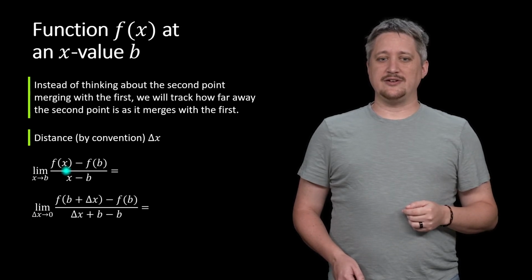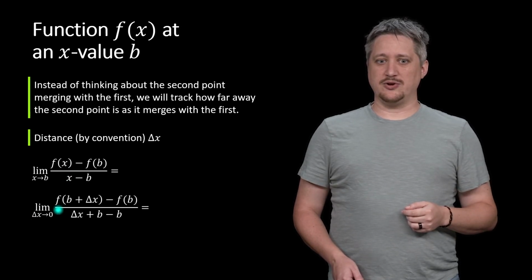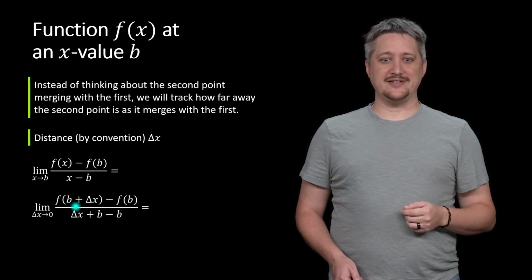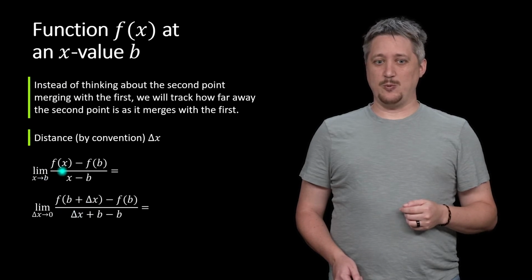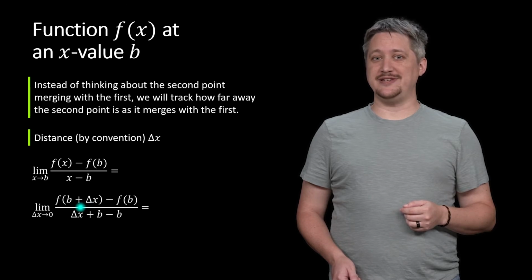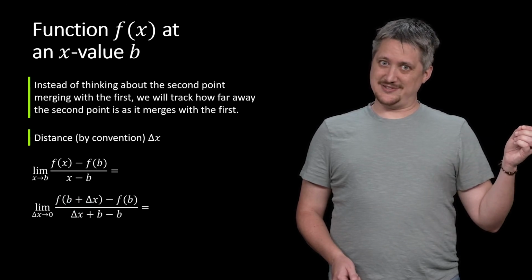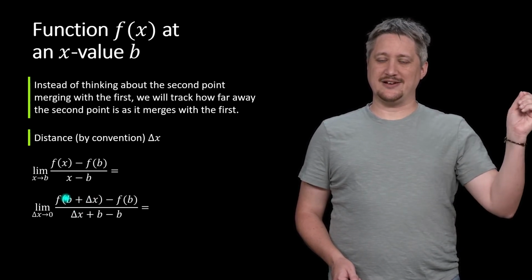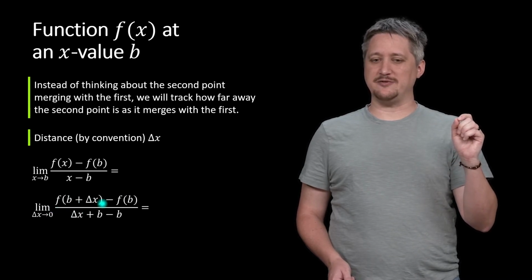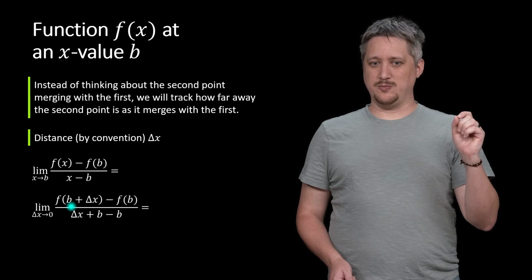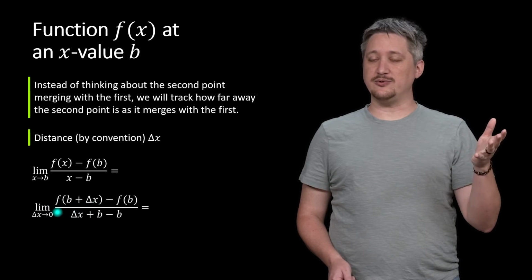And instead of having x here, we look at b plus the distance away from b that x is. So this b plus delta x is what that x was, only now it's b plus the distance from b that x is. So instead of measuring x going to b, we're measuring that delta x going to 0, which means that we'll be at f of b when that delta x goes to 0, so this first piece turns into f of b.